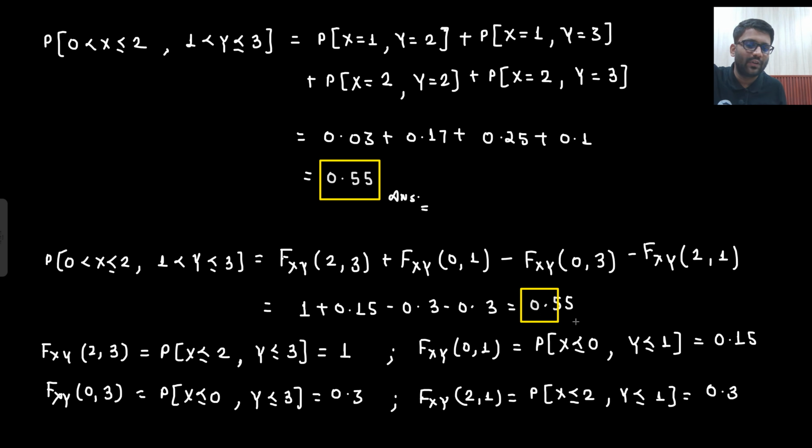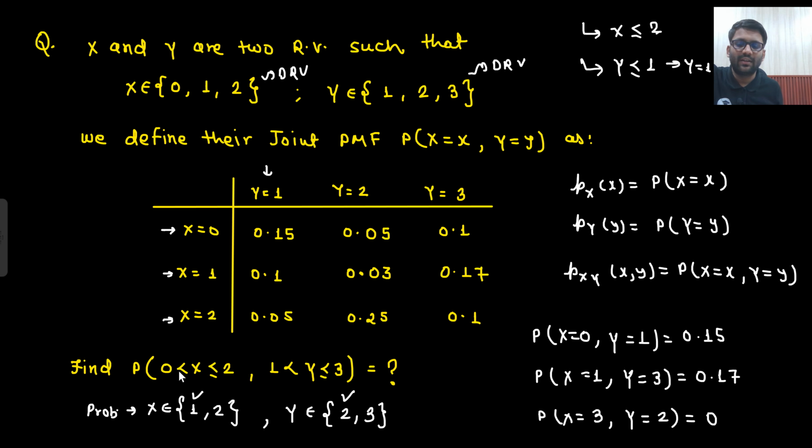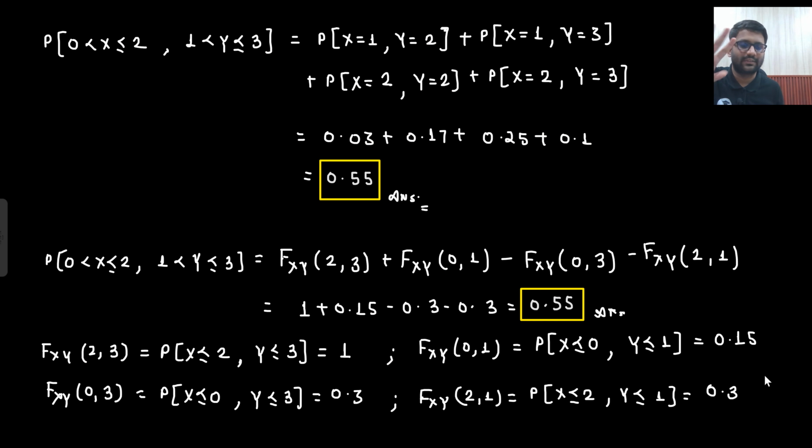So I just wanted to prove the formula, nothing else. In the examination, you are not going to do this particular analysis, right? In the examination, you will just think, okay, what is this saying? 0 to 2 excluding the 0, that means 1, 2 I can take. 1, 2, 3 excluding 1, that means 2, 3 I can take. So 1, 2 here, 2, 3 here. So 1, 2 is possible, or 1, 3 is possible, or 2, 2 is possible, or 2, 3 is possible. So I will add all of them. My answer will be 0.55. That's it.